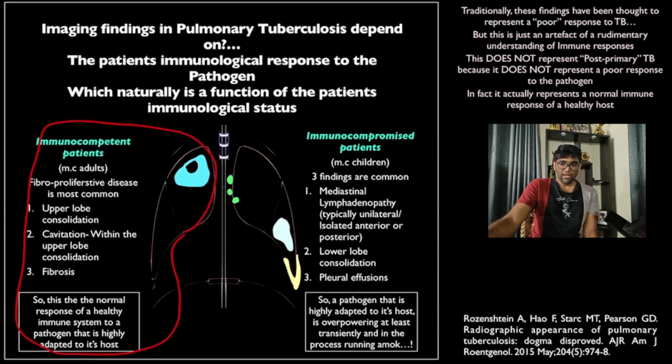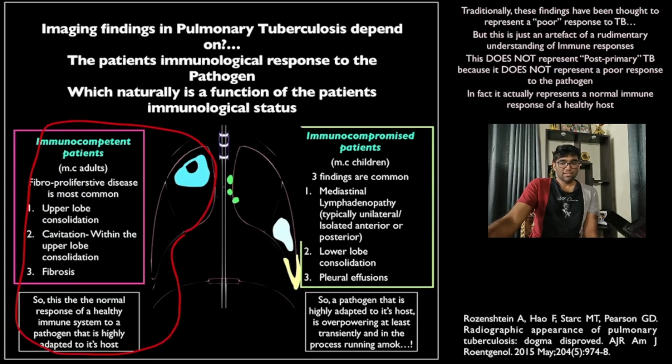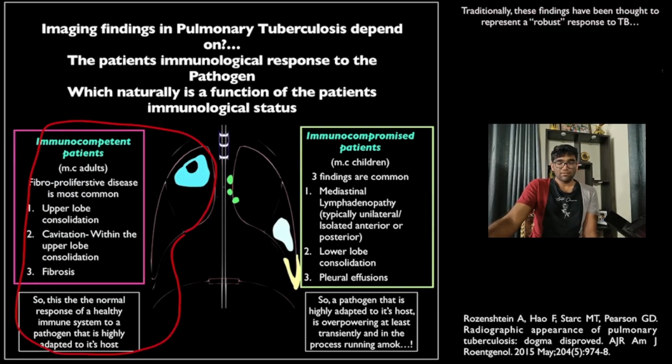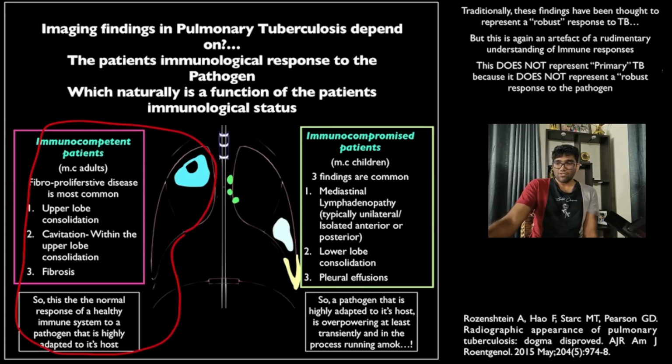On the other hand, to the right of the screen, we have an immunocompromised patient developing three findings. That is mediastinal lymphadenopathy, lower lobe consolidation, and pleural effusion. This is actually traditionally thought to represent a robust response to tuberculosis. And again, as I've just shown, that is an artifact of a rudimentary understanding of the immune system. This does not represent primary tuberculosis because it just does not represent a robust response to the pathogen.